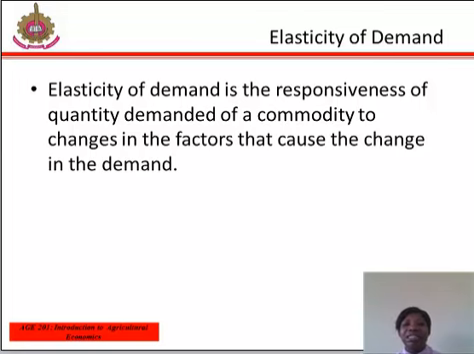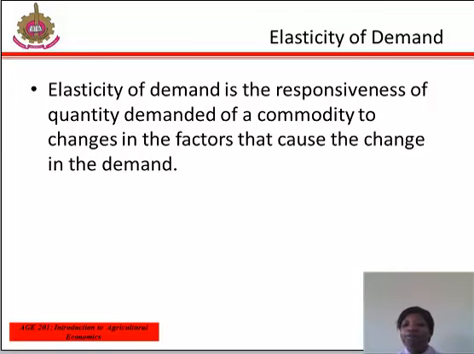So basic determinants of price elasticity of demand are: the first one is availability of substitutes. The demand for a commodity is more elastic if there are close substitutes for it. The second one is time period. Demand is more elastic in the long run. The third one is proportion of income spent on a particular commodity, and so on.